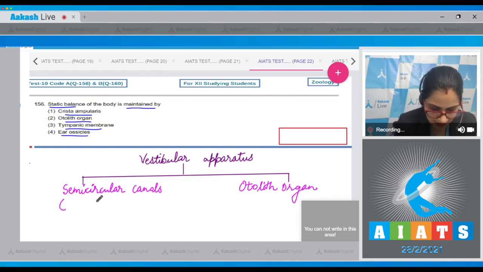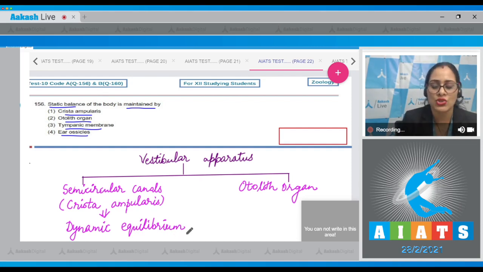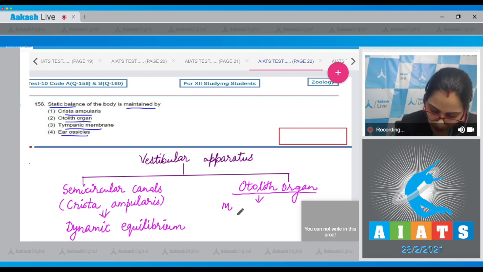These semicircular canals, the sensory structure is crista ampullaris that maintains dynamic equilibrium during rotational motion, whereas in otolith organ, the sensory part is macula that maintains static balance.